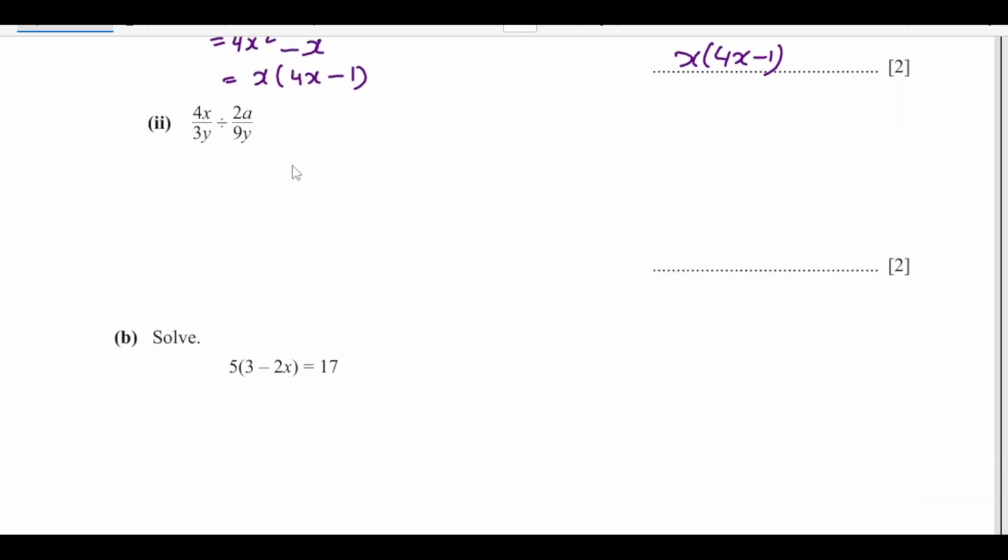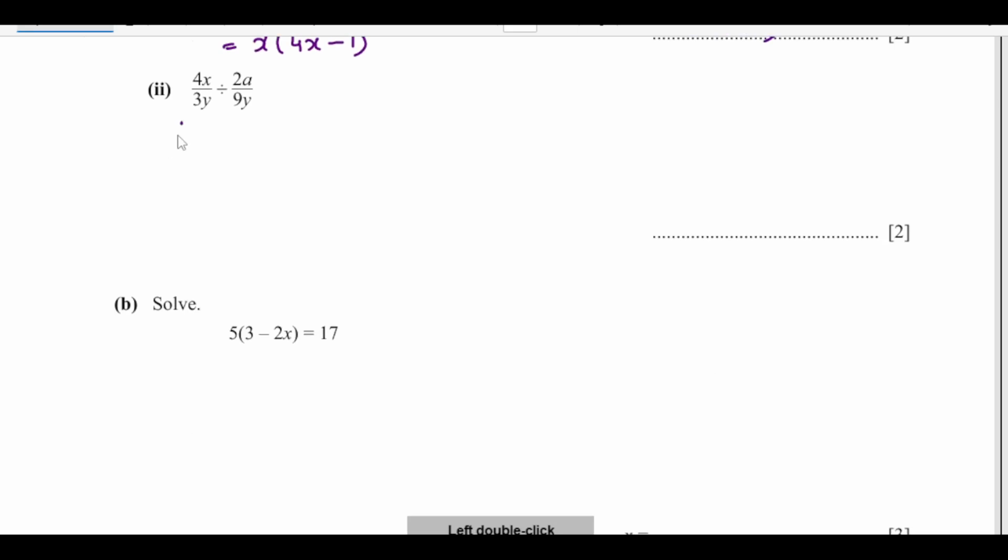Now, part B: 4x over 3y divided by 2a over 9y. I am going to change this division to a multiplication sign, then we will take the reciprocal, meaning we are going to swap the numerator and denominator, right. Now we can simplify: as you can see, y and y are gone. We have here 3 times 3, it is 9, and then 2 times 2 is 4.